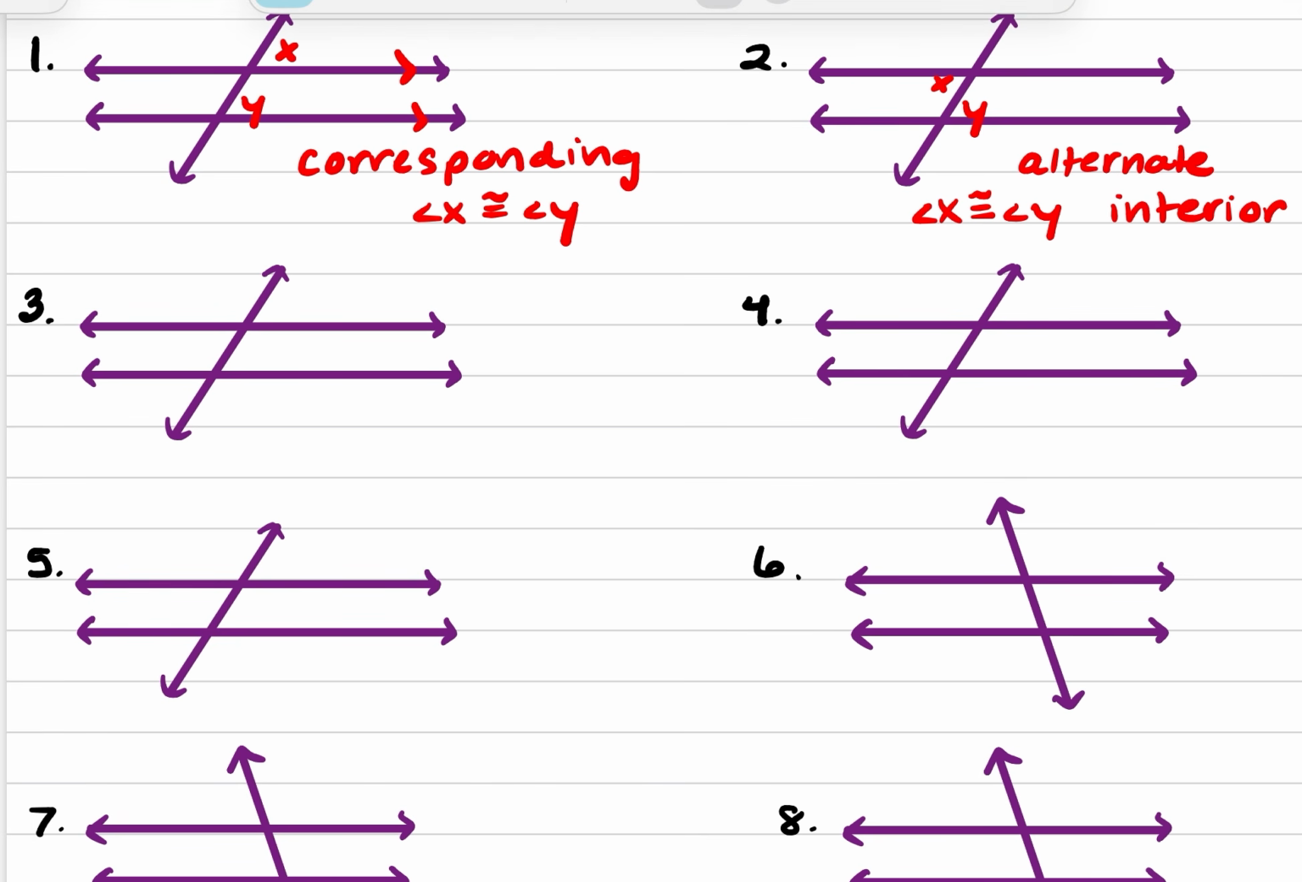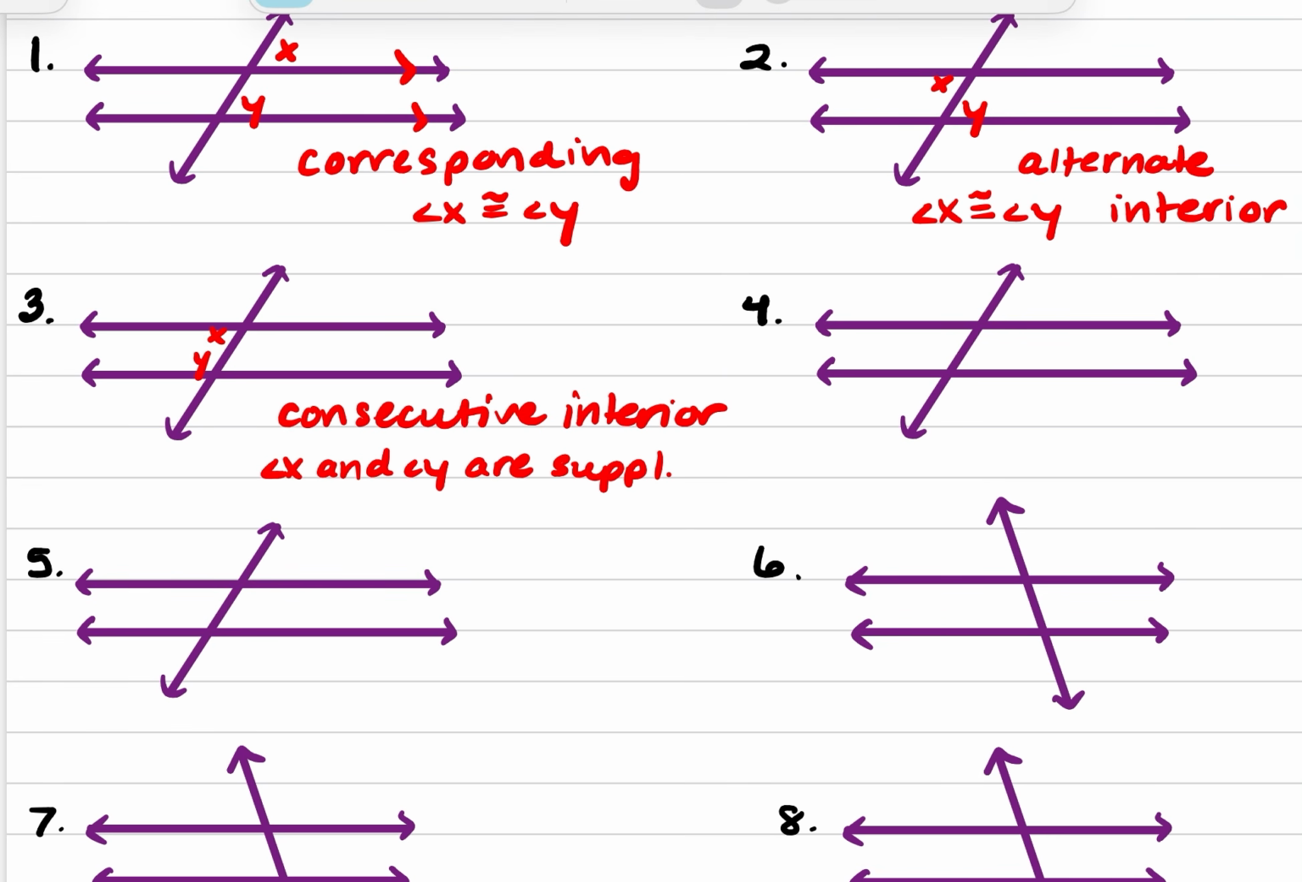Another pair of parallel lines, we can have same side, also known as consecutive interior. Consecutive interior are not congruent. In this case, angle x and angle y are supplementary. And I'm going to write supple for short. X and y are supplementary, meaning the measures of angle x and y would add up to 180 degrees.